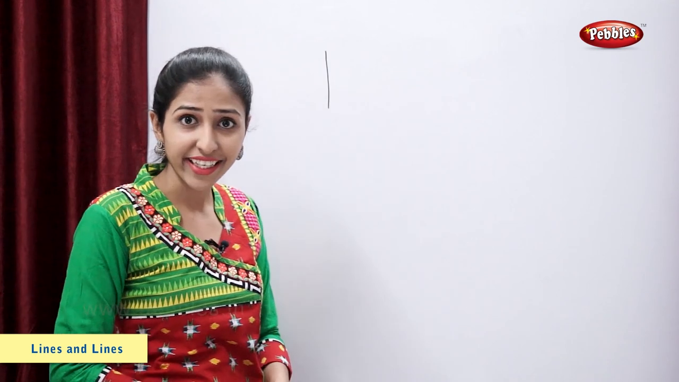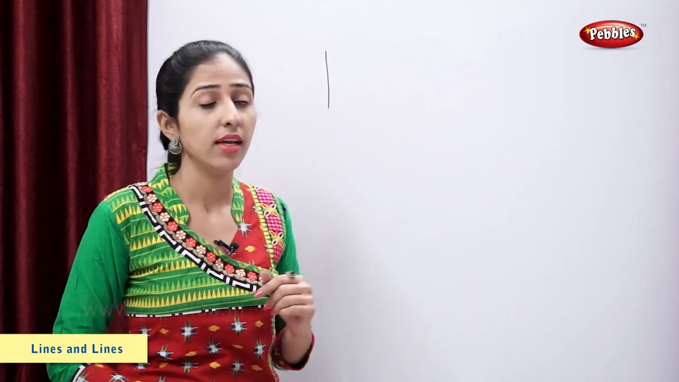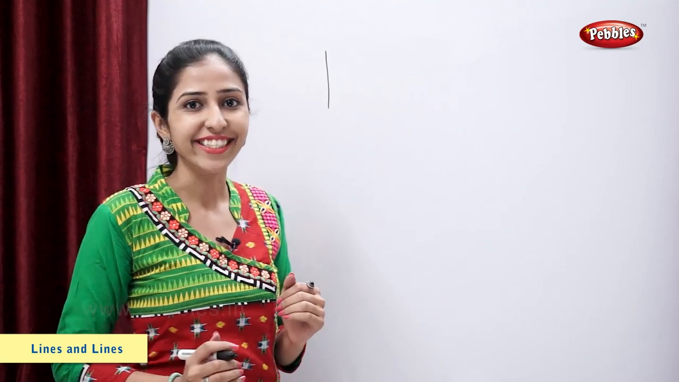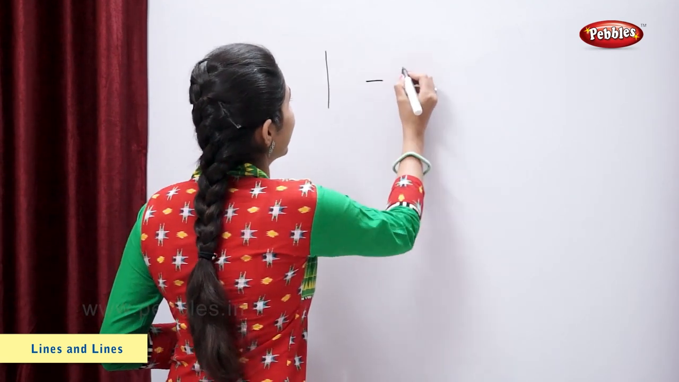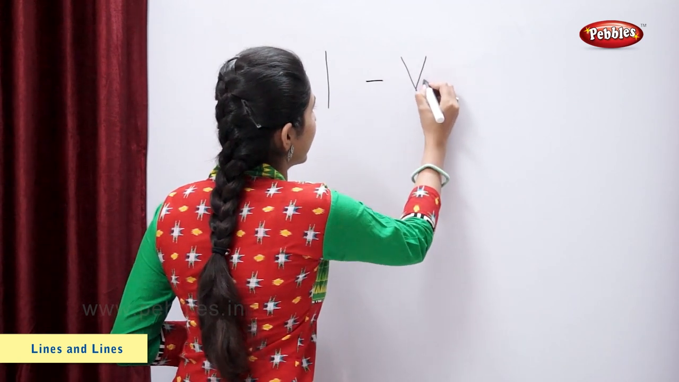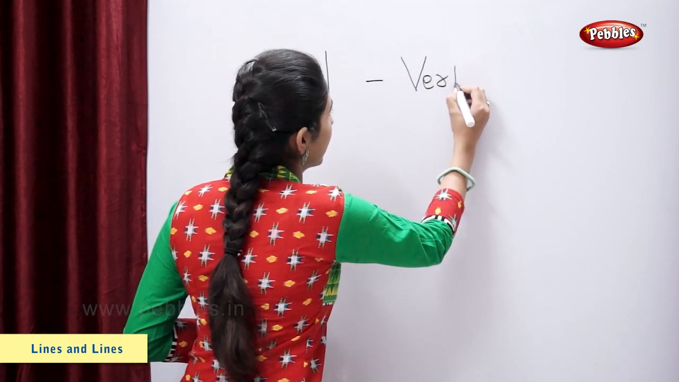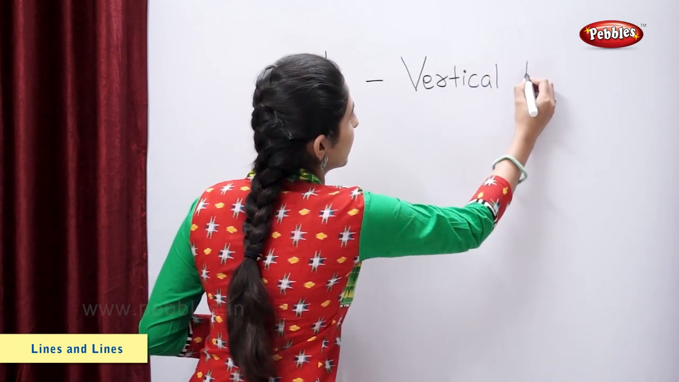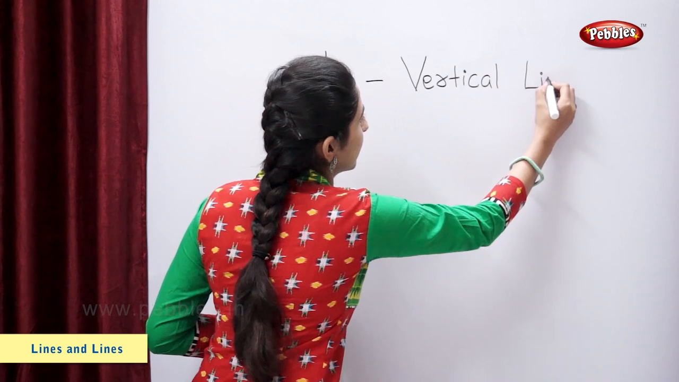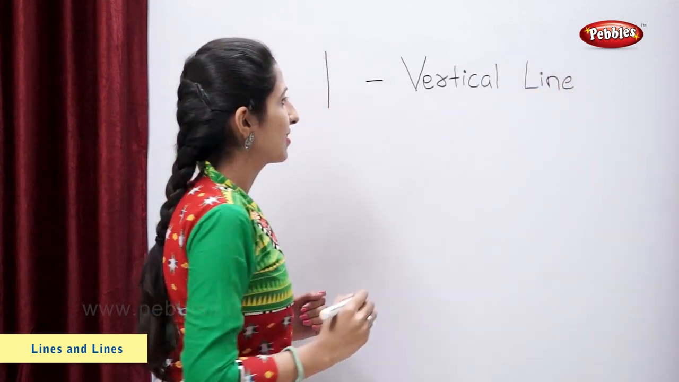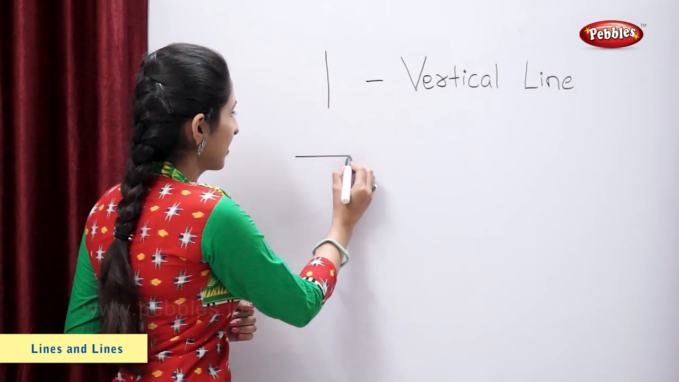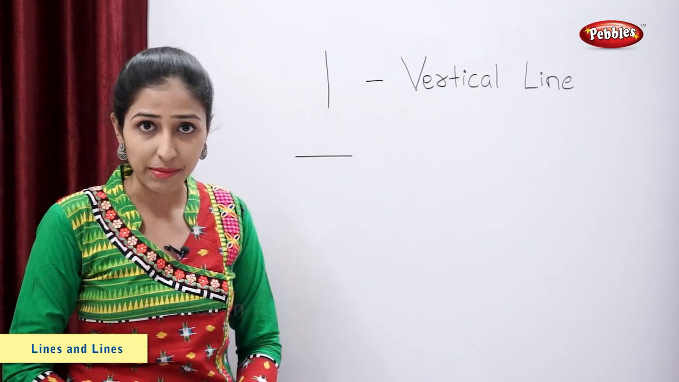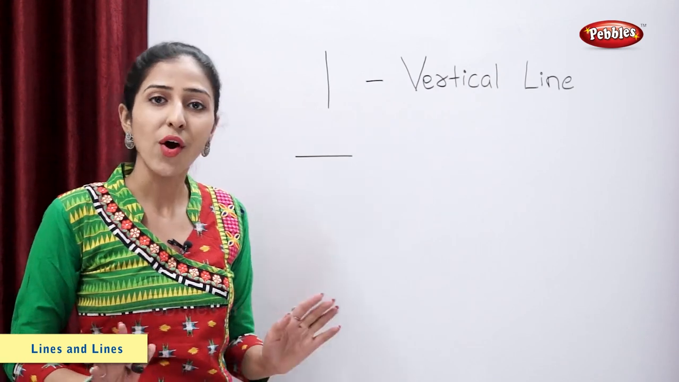This is a standing line. Remember, students, a standing line is also called vertical line. This is a sleeping line. Sleeping line is also called horizontal line.